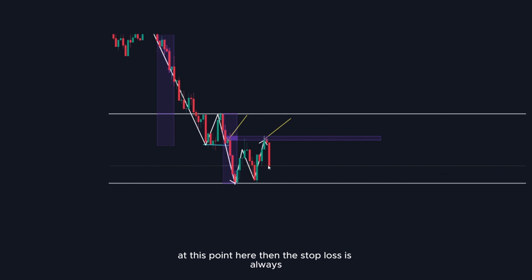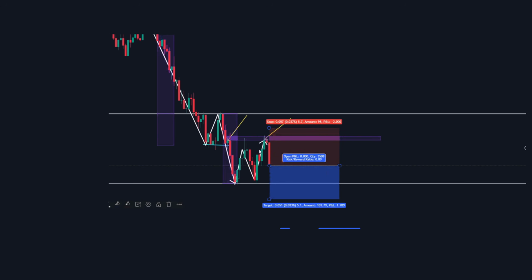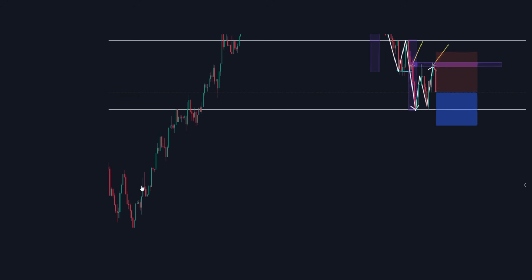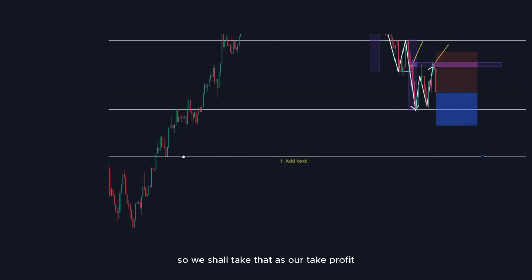at this point here. Then the stop loss is always above the area of confluence, because after getting our confirmations of this zone here, we're not expecting any more sellers above this zone here. Okay, so that's why we are putting our stop loss above here. Then for the take profit, you're going to look left. When you look left, you're going to look for previous zones of support as you take profit. So we shall take that as our take profit.